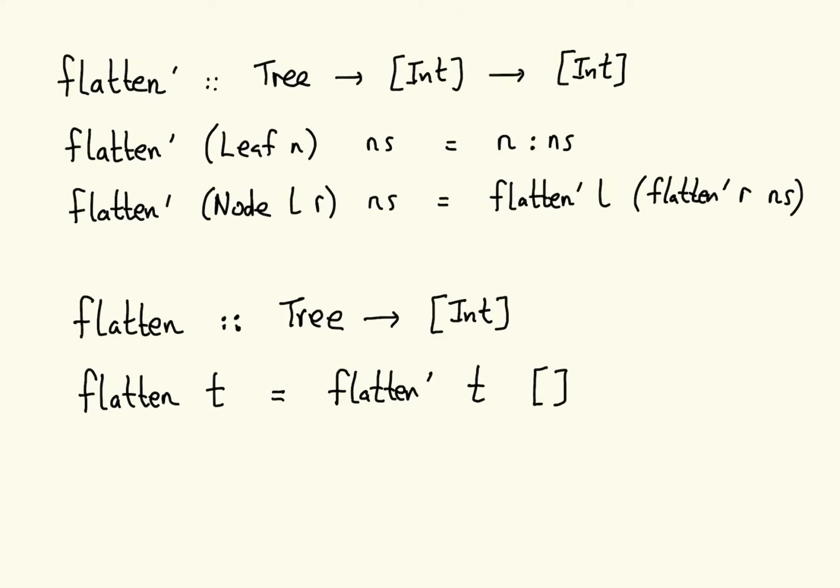And once again, it's written in this so-called accumulator style. We're passing in an additional list here, which is going to be used to accumulate the result of flattening the tree. And once you get used to it, this kind of accumulator style of programming is actually quite natural, and it leads to highly efficient programs as we see here.